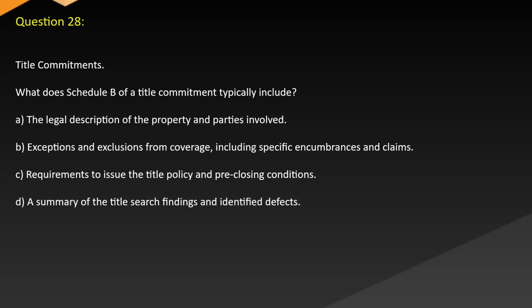What does Schedule B of a title commitment typically include? A. The legal description of the property and parties involved. B. Exceptions and exclusions from coverage, including specific encumbrances and claims. C. Requirements to issue the title policy and pre-closing conditions. D. A summary of the title search findings and identified defects.